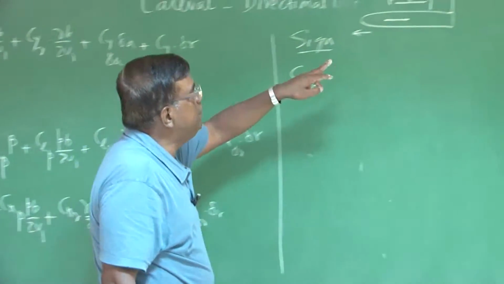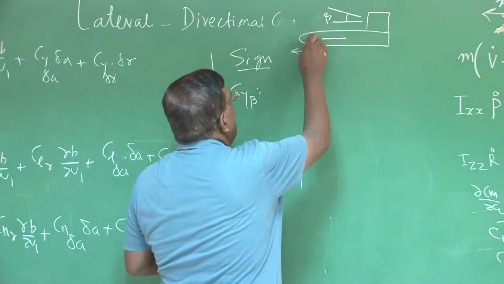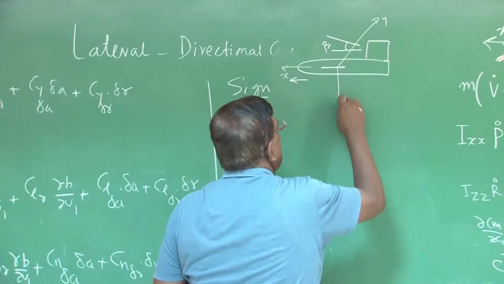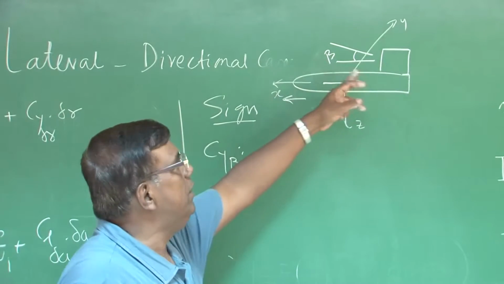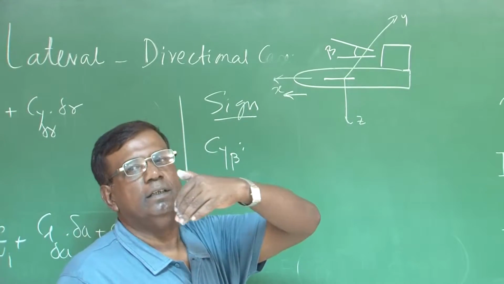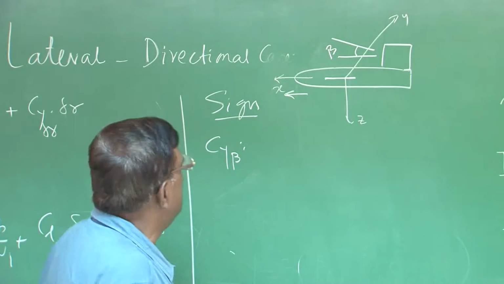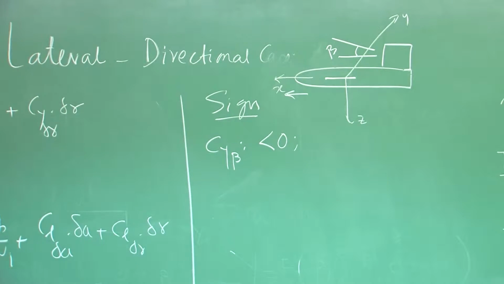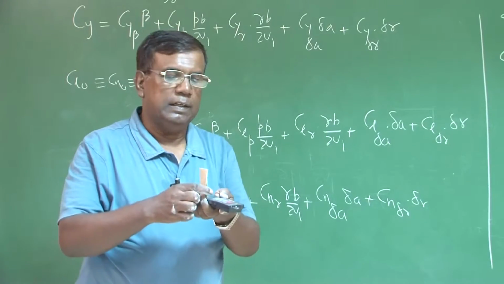So if this is positive beta, and you know that your x, y is here, z is here, the force of the vertical tail will be opposite of y, right? So the sign of Cy beta is less than 0. Is this clear? I want to demonstrate the sign of Cy beta.